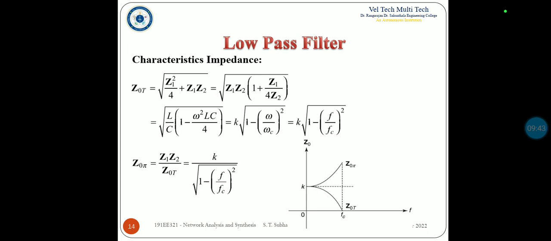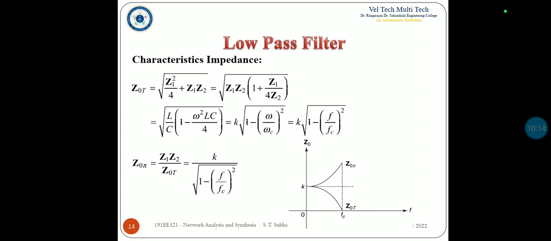While for characteristic impedance of pi section, Z0 pi is Z1 into Z2 by Z0T. By substituting for Z1 and Z2 and Z0T, we can obtain Z0 pi will be equal to k by square root of 1 minus f by fc whole square. And the characteristics of Z0T and Z0 pi are given in the figure.